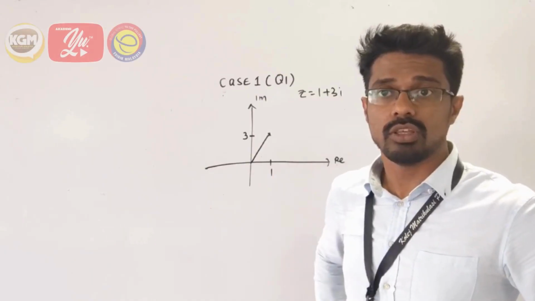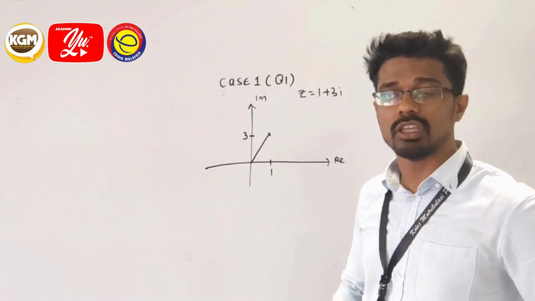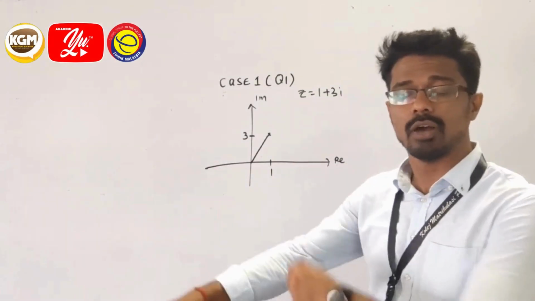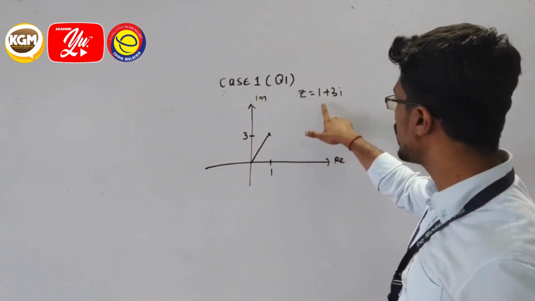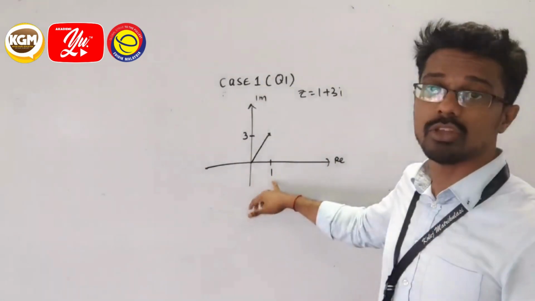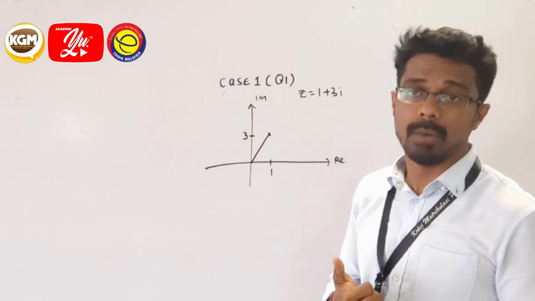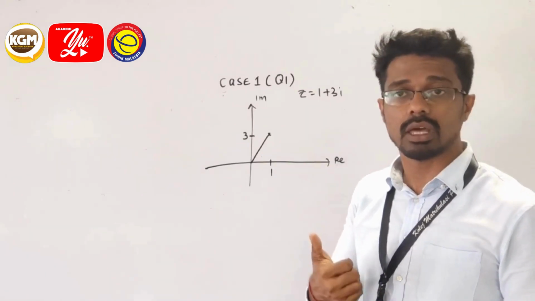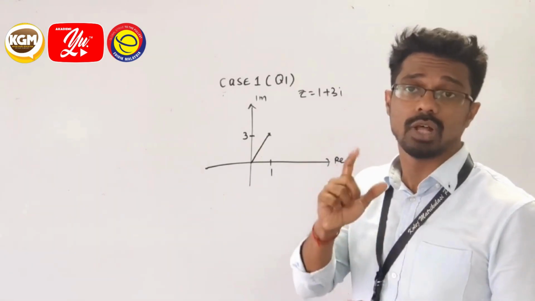Hi everyone, so this is the first case that we are going to look at. Why do I call it first case? Because we got 4 quadrants, so I'm going to cover all the 4 quadrants. If we look at this complex number, 1 plus 3i, the real part is 1, imaginary part is 3. What I'm going to do first, I'm going to mark what is my theta. My theta is my argument, and also I'm going to put the position of alpha.